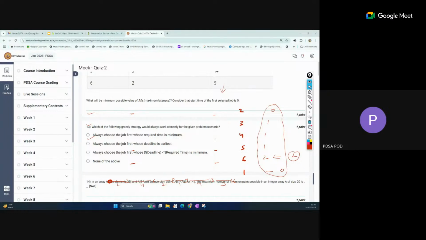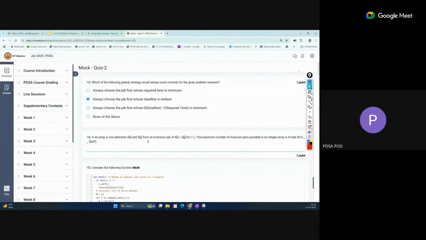So this is the answer. And the next question is also based on this. Which of the following greedy strategies would always work correctly for the given problem scenario? We have already seen how we are selecting. Always choosing the job whose required time is minimum is not correct. The correct one is the earliest deadline. So we solve this based on whose deadline is earliest. This is the related question.